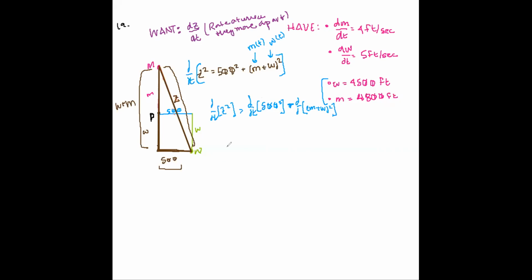Okay. So we got this pretty easy last time. What is this derivative? This first one here. So this one's 2z dz dt. Is equal to 0, plus this wonky thing.